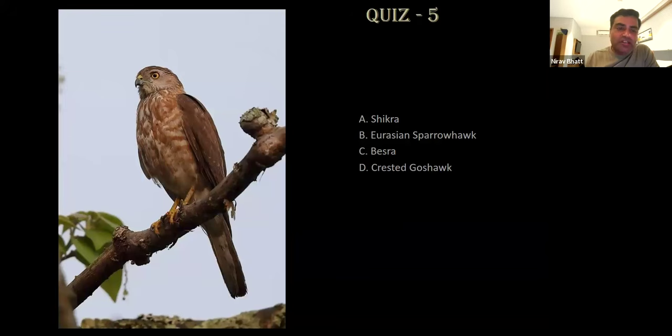It is a juvenile Shikra, and it's a worn-out plumage of a Shikra because the beak is much larger, and see the dark-colored eye ring. Besra will show a yellow eye ring here. Okay, so we have seen the perched birds here, and most of you have got it correct.